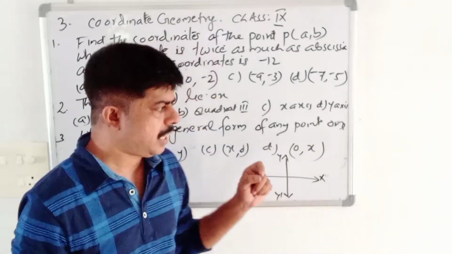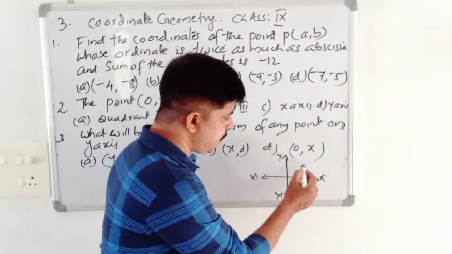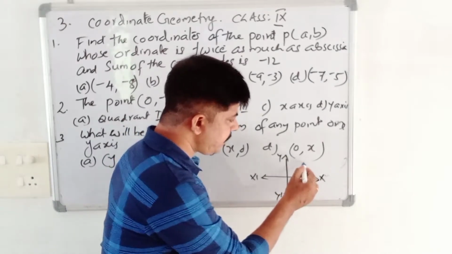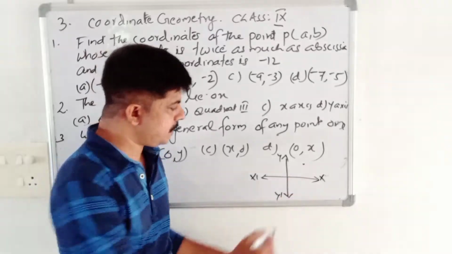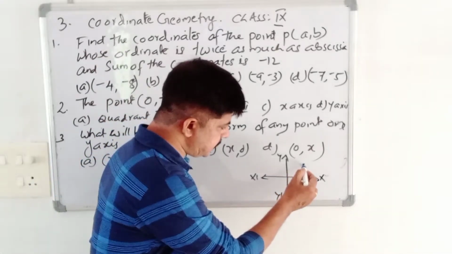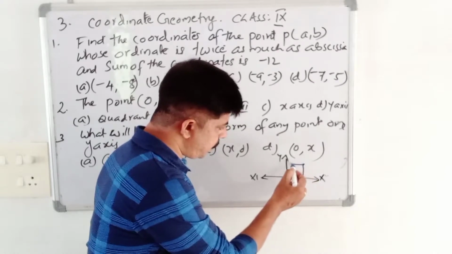Now let us learn how to locate a point. When you locate a point on the first quadrant, suppose this is a point. You locate the point using its perpendicular distance to the x-axis and its perpendicular distance to the y-axis.